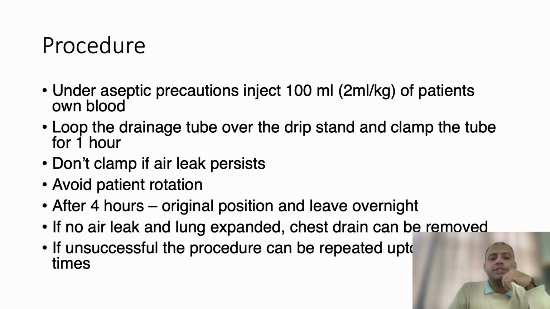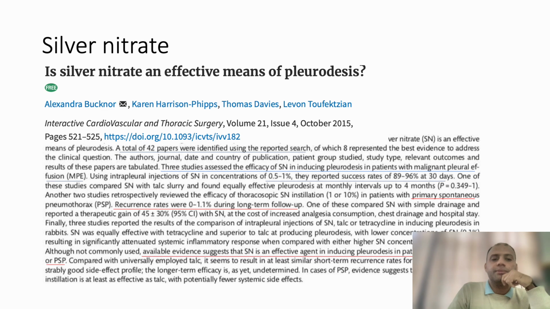If the air leak is persistent, we should not clamp, and we should avoid patient rotation, as we should let the blood coagulate and seal the site. After 4 hours, the original position of the drain is ensured and it is left overnight. If there is no air leak and the lung is expanded, the chest drain can be removed the next day. If the procedure is unsuccessful, it can be repeated up to 3 times.